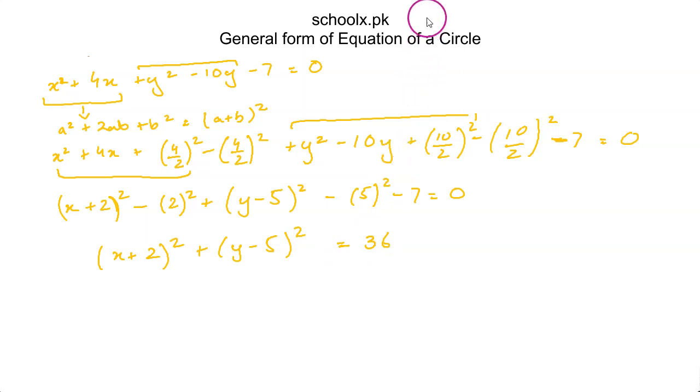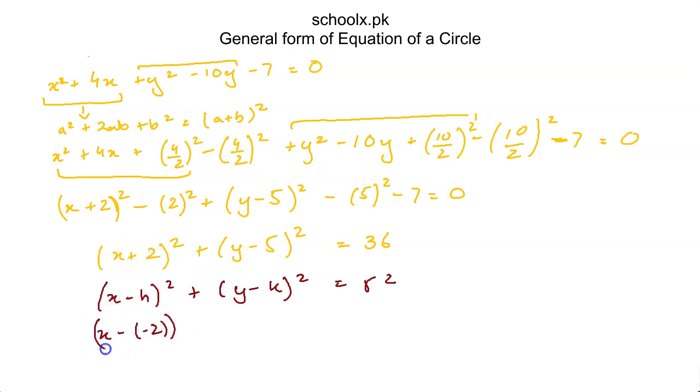Now if we observe this closely, you can see that this is in the form of (x - h)² + (y - k)² = r². Now here h is what? h is negative 2, right? Because only then will negative and negative give us positive. So h is negative 2, k is positive 5, right? And r is what? 6, because 6 squared is 36, right?